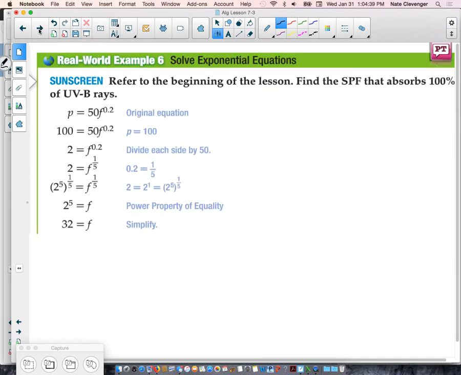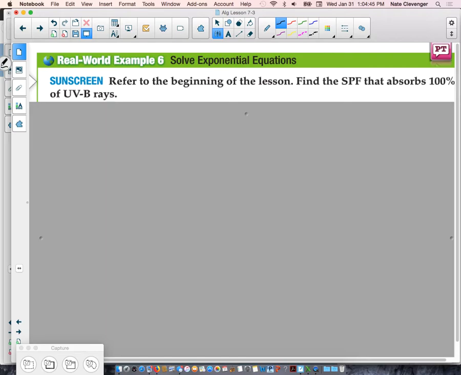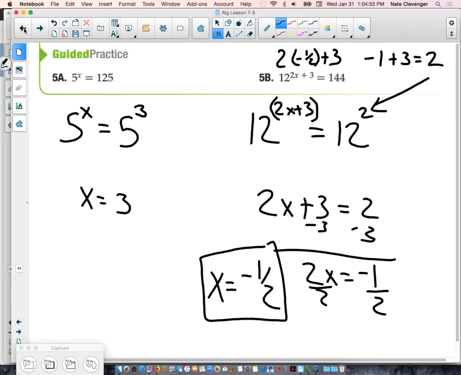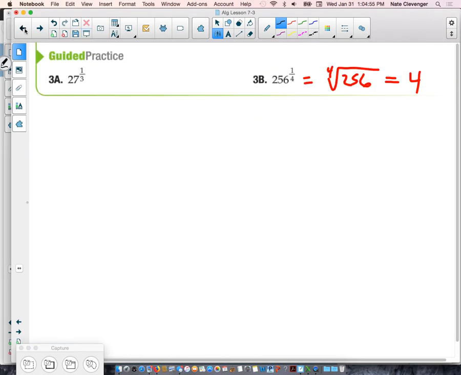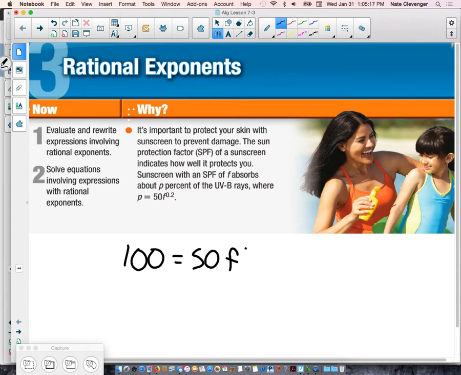All right, moving on. Another example, real world link. Refer to the beginning of the lesson. Find the SPF that absorbs 100% of UVB rays. So we have percent equals 50F to the 2/10. 100 is our percent, so 100 equals 50 F to the 0.2.